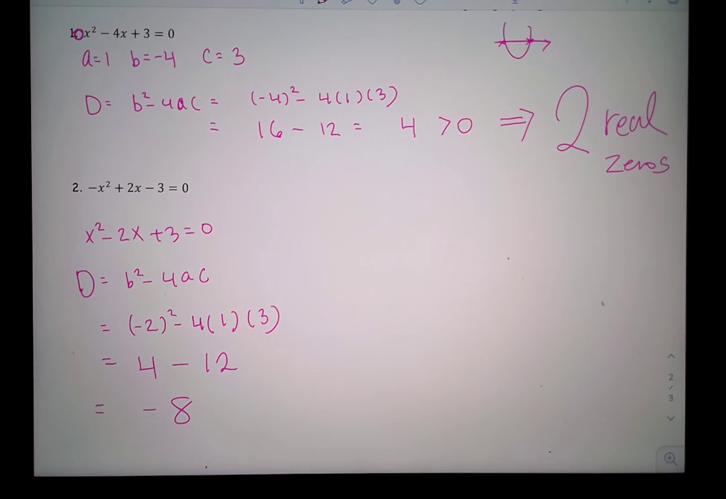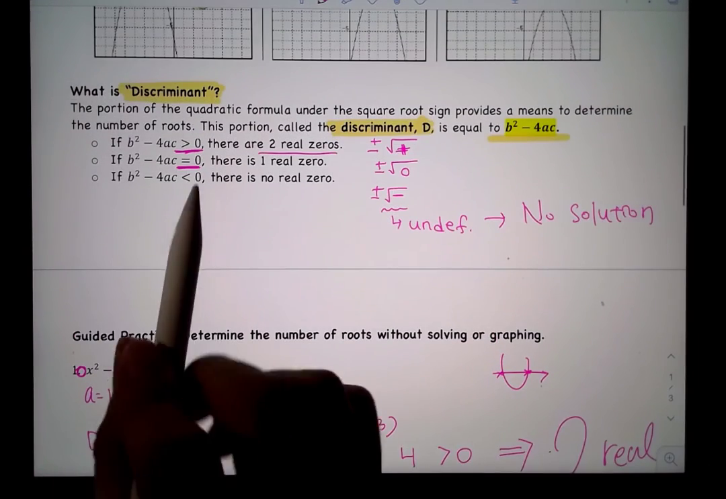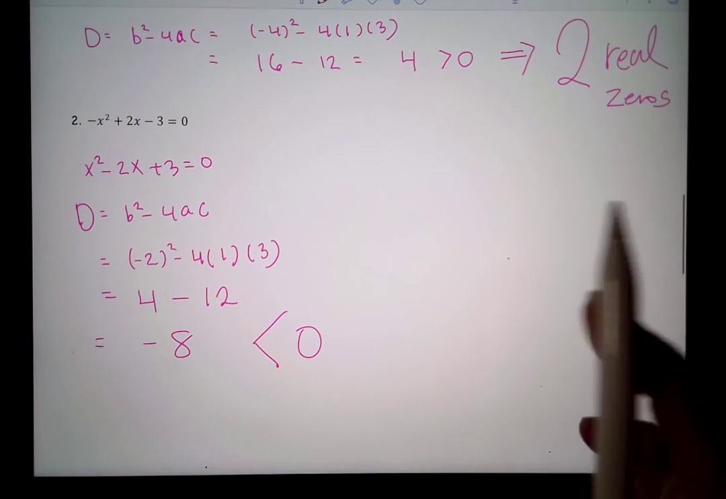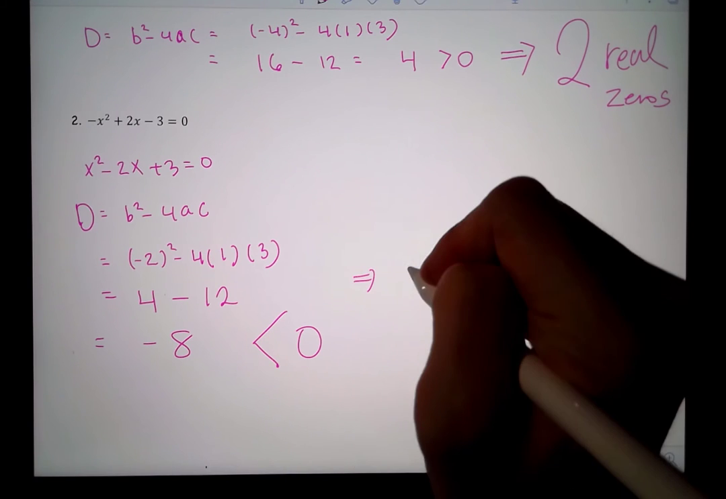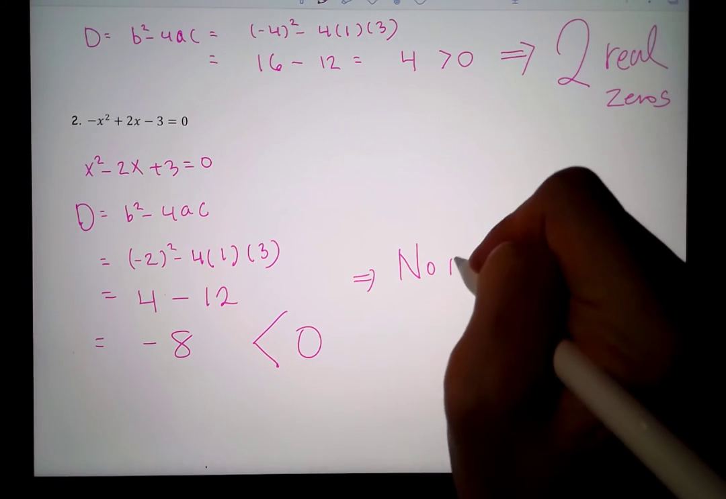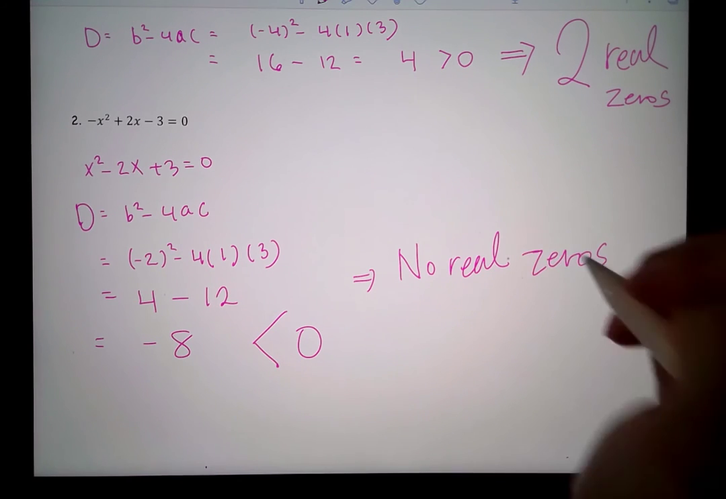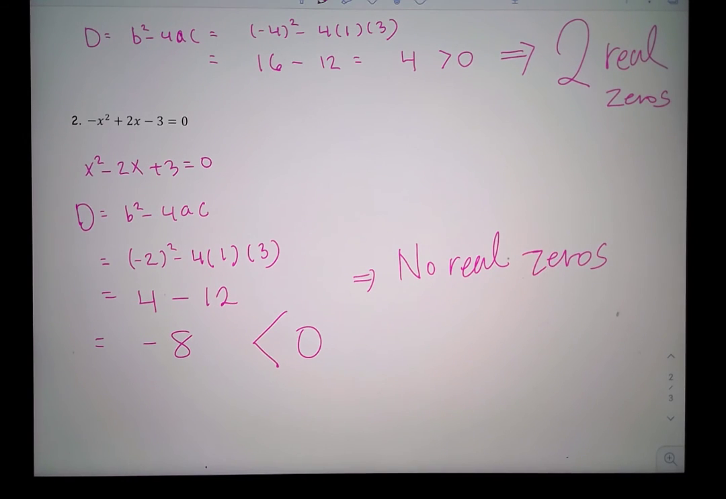Then your discriminant is a negative number. If it is negative, then there's no real zero. So you just say it: there's no real zeros, right?